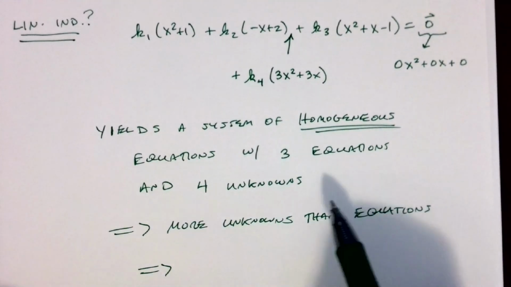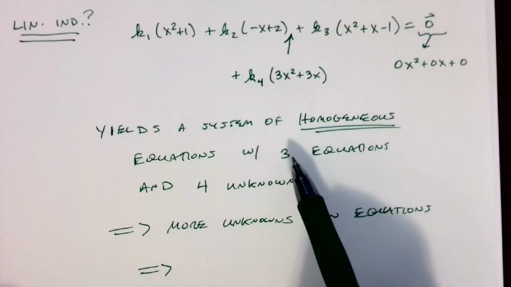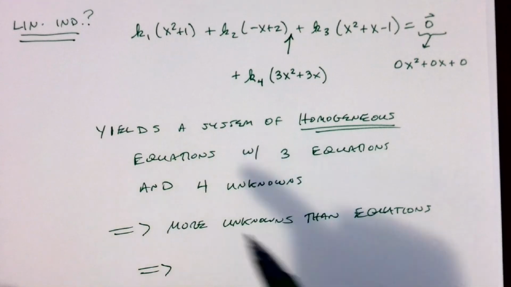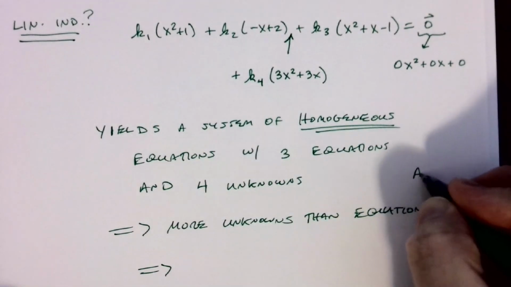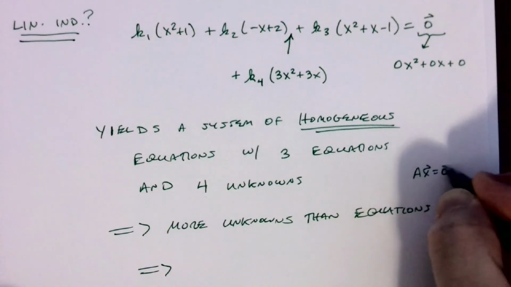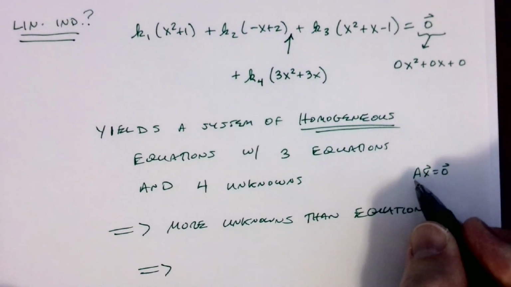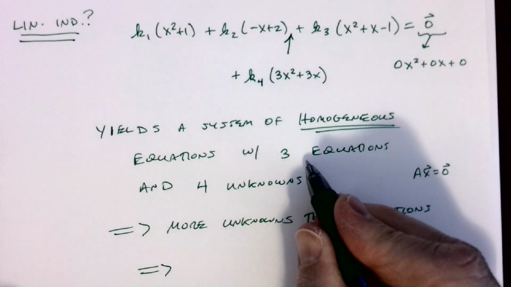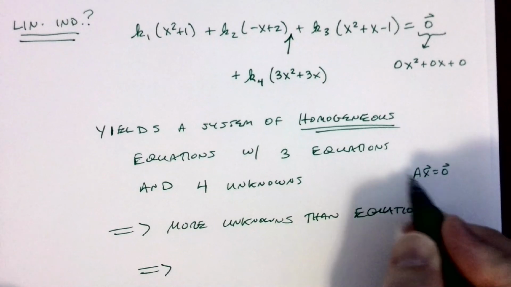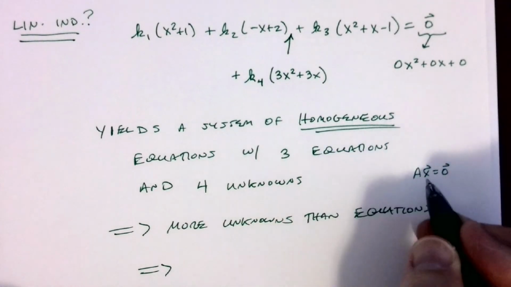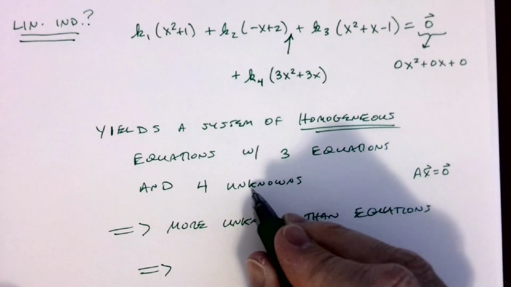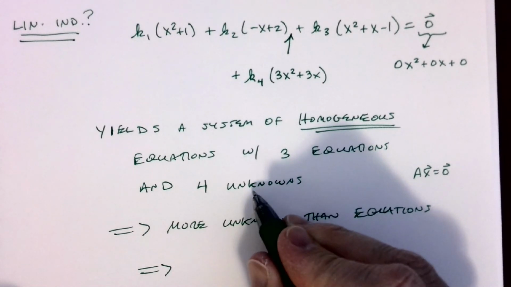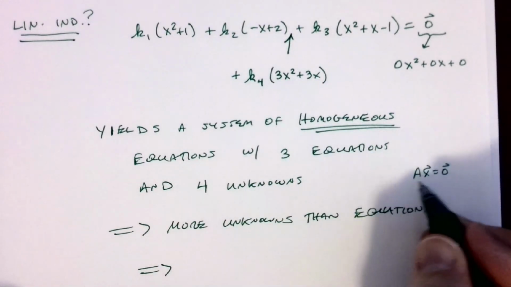Think about it, right? Our coefficient matrix, when we come up with AX equals 0, it's going to be what size matrix? 3 equations. So how many rows will matrix A have? 3 rows. How many columns? 4 unknowns, 4 columns, right? 1 for each unknown. So you're going to have 3 rows, 4 columns.